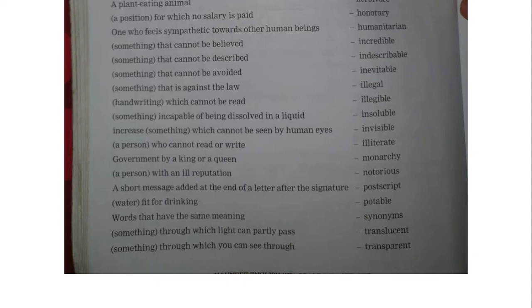A person who cannot read or write, illiterate. Literate is a person who is educated, and a person who is uneducated, who cannot read or write, is an illiterate. Government by a king or a queen, monarchy.